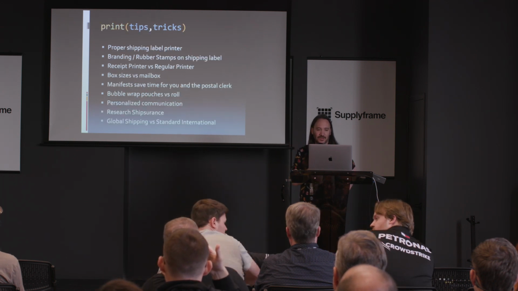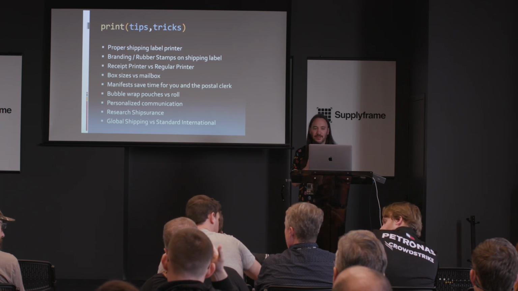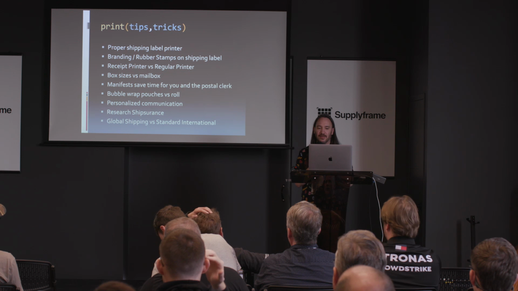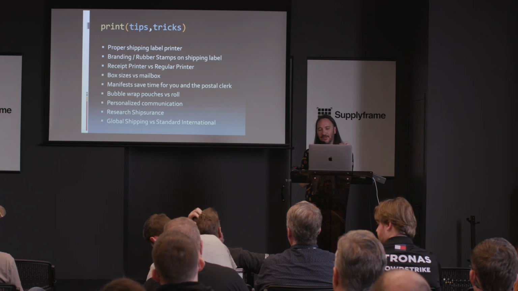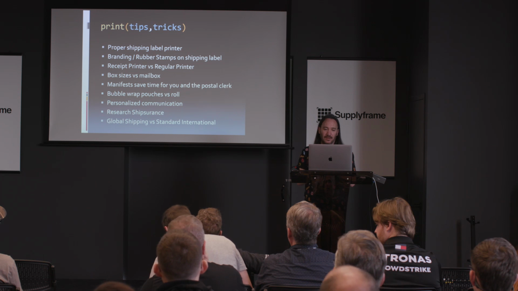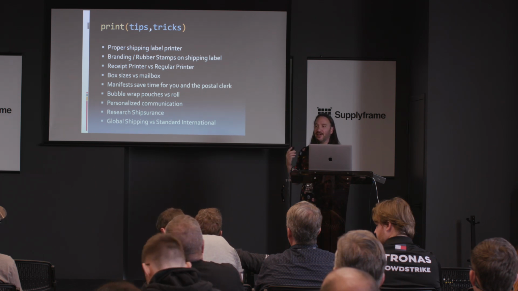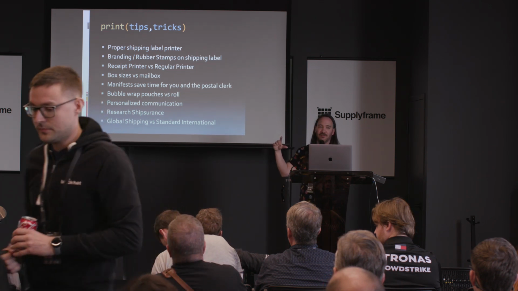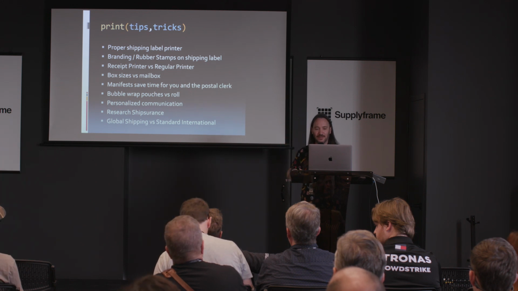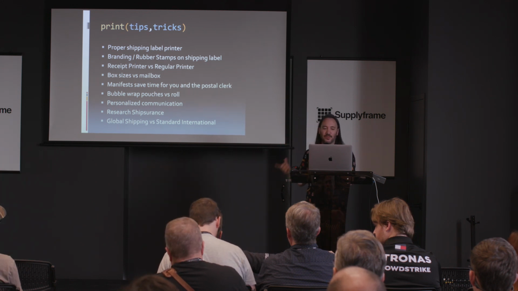Some tips and tricks: use a proper shipping label printer. They're pretty cool, they're pretty fast. And you can do your branding on the rubber stamps, which were those couple lines on the bottom of the shipping label. I used to print everything out on a regular 8.5 by 11 sheet of paper, and I was spending a lot of money on paper and ink. But when I switched over to the receipt printer, man, my life became so much better, and everything was faster.